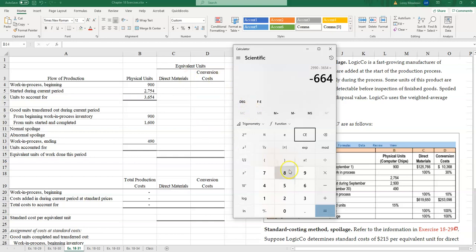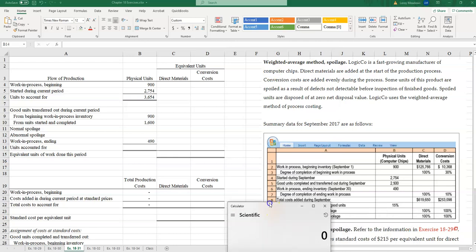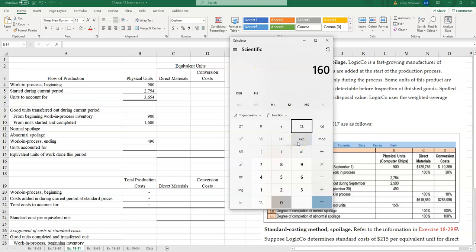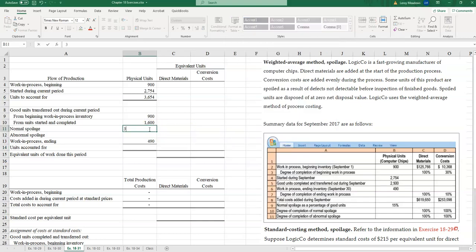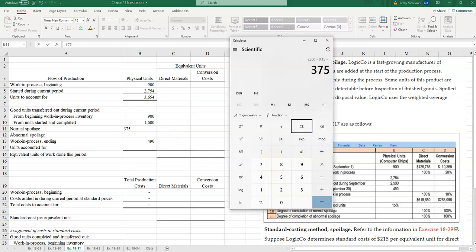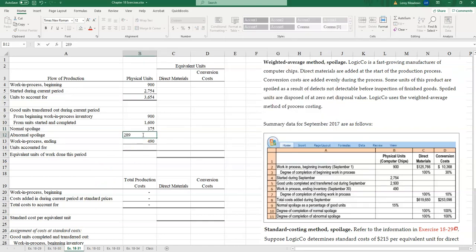How much is my abnormal spoilage? Well, it tells me the spoilage rate here is 15%. So if I look down here, it tells me my cost is 15% of good units transferred out. Give me just a moment here. 2,500 units times 0.15. Sorry about that. And I have 375 units of normal spoilage. And then the remainder of that 664, 289 units, are going to be abnormal spoilage. And then when I add all these up, my units accounted for equals my total units to account for, so I am good.